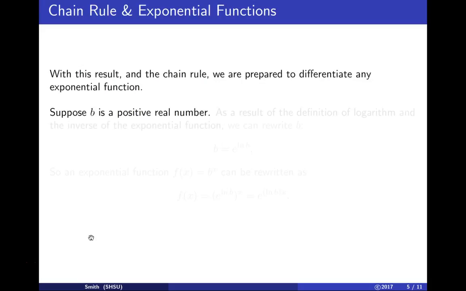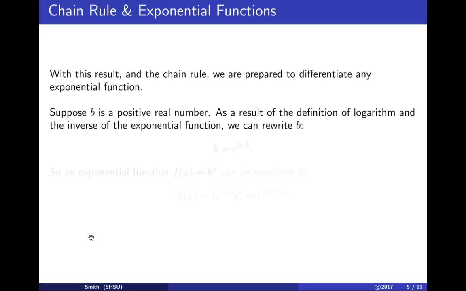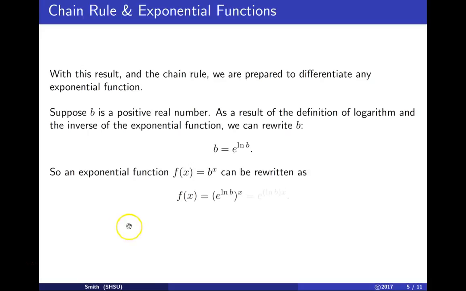Suppose b is a positive real number. As a result of the definition of logarithms, which is the inverse of the exponential function, if you give me a positive number b, I can write b as e to the natural log of b, since the exponential function and the natural log are inverse functions. So, given an exponential function of the form b to the x, I can rewrite b as e to the natural log of b. So this expression here, b to the x, becomes this expression. And then using properties of logs, I can multiply these exponents and write it this way.